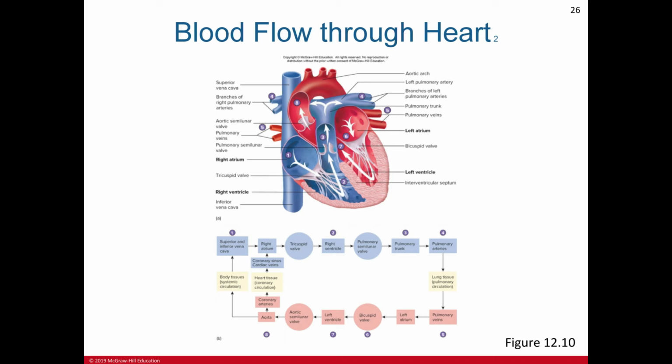First, the deoxygenated blood from your tissue will go through your superior and inferior vena cava to your right atrium, to your tricuspid valve, then right ventricle, then pulmonary semilunar valve, then pulmonary trunk, and then pulmonary arteries to the lungs, where the blood is oxygenated. It will then go back to your heart via your pulmonary veins, and then the left atrium, bicuspid valve, left ventricle, aortic semilunar valve, and your aorta through your body where the oxygenated blood will be used.